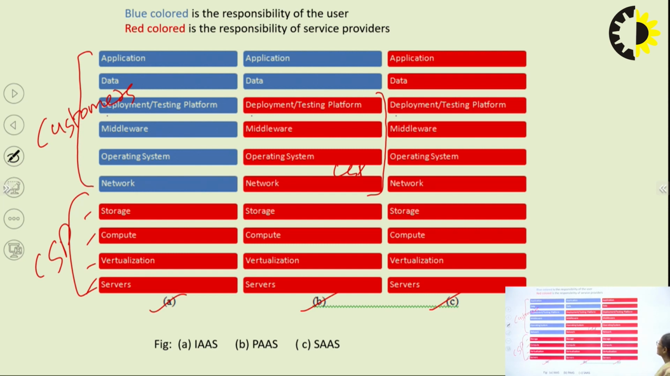In the case of SaaS, all these components are with the CSP, that is cloud service provider. Now, in the case of PaaS, your deployment, middleware, OS, network, this is your platform related services. So, in the case of a cloud service hosted environment, all these components are with the cloud service provider. But in the case of on-premise, a few components are with the customers, and these services are available with the customers.